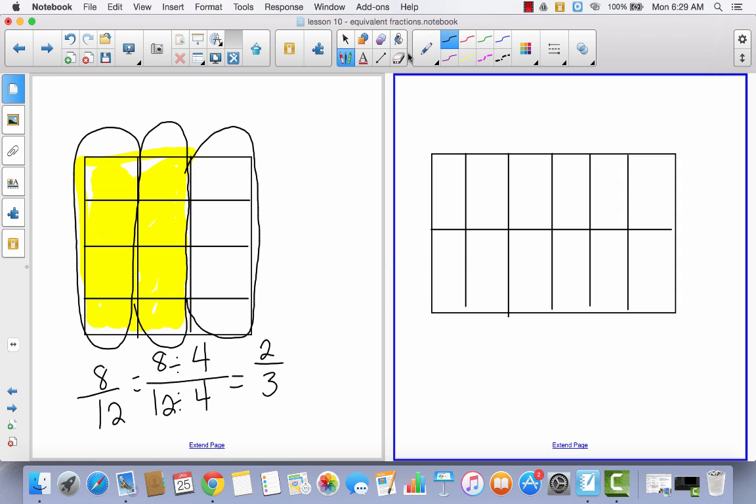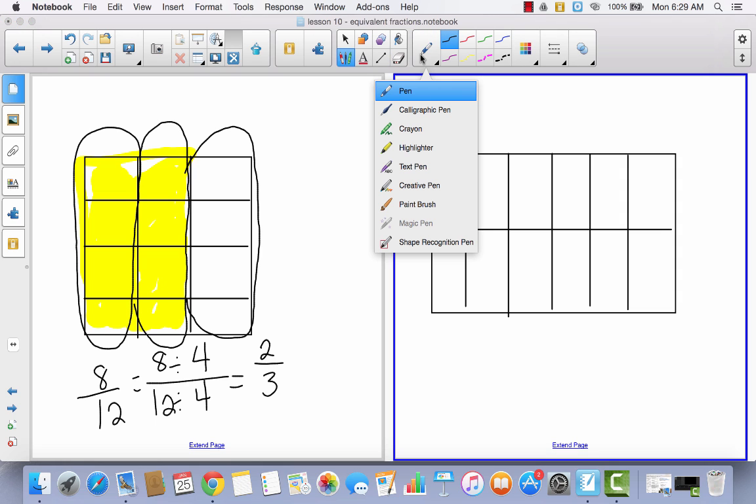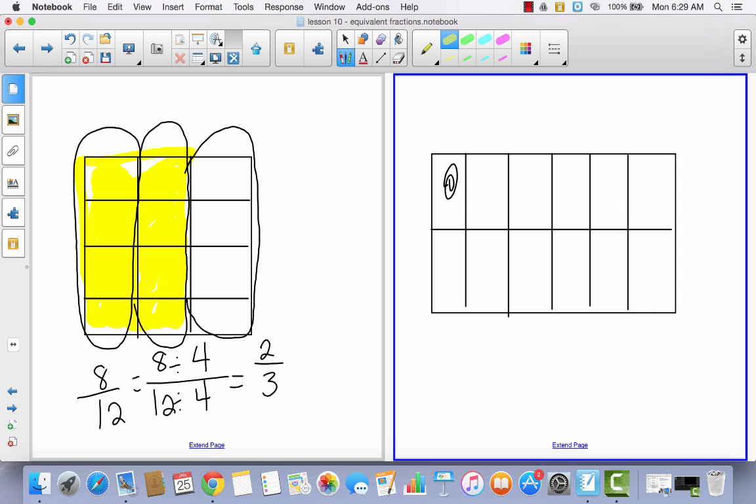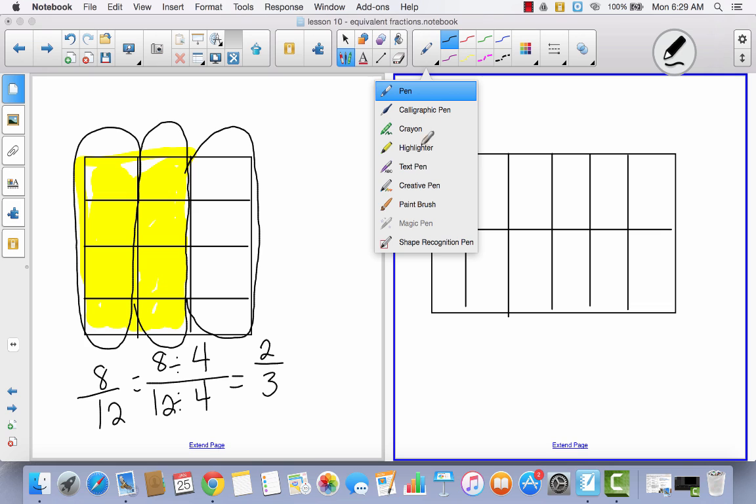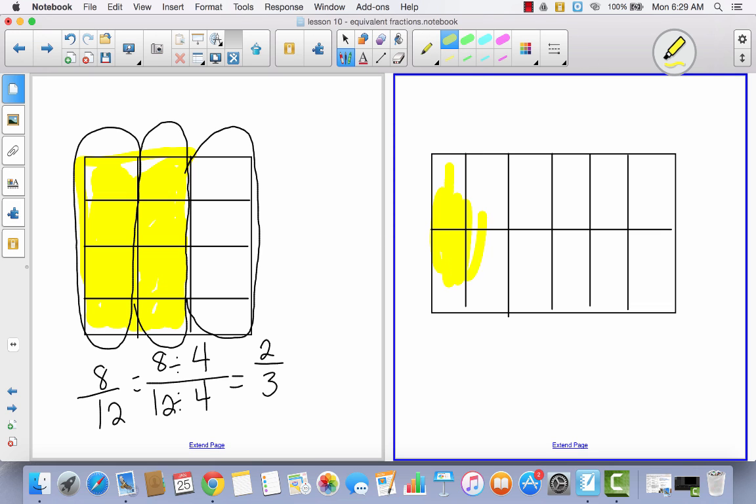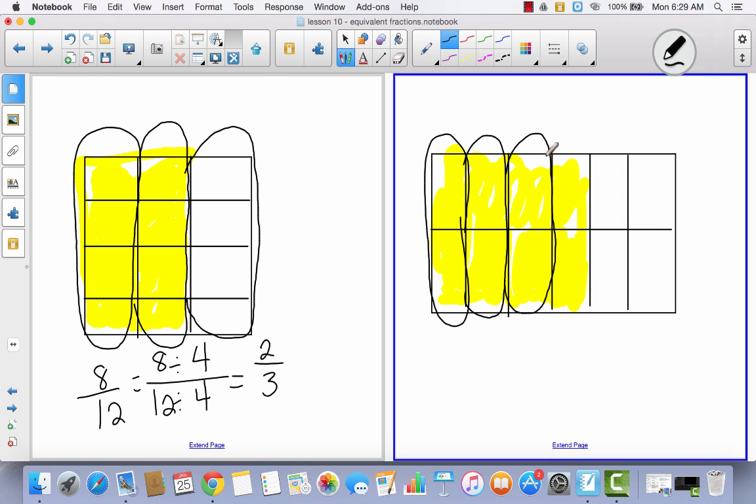Now I'm going to shade 8 out of 12, just like I did in the other one. So I shade 8 twelfths. Now this time, I'm going to decompose my smaller units. Well, this time, you might think, well, I'm going to do these in groups of 2. So I've got 1, 2. I'm still taking smaller parts and putting them together to make larger parts. And I'm still going to come up with an equivalent fraction, but I want you to take a look at what happens here.